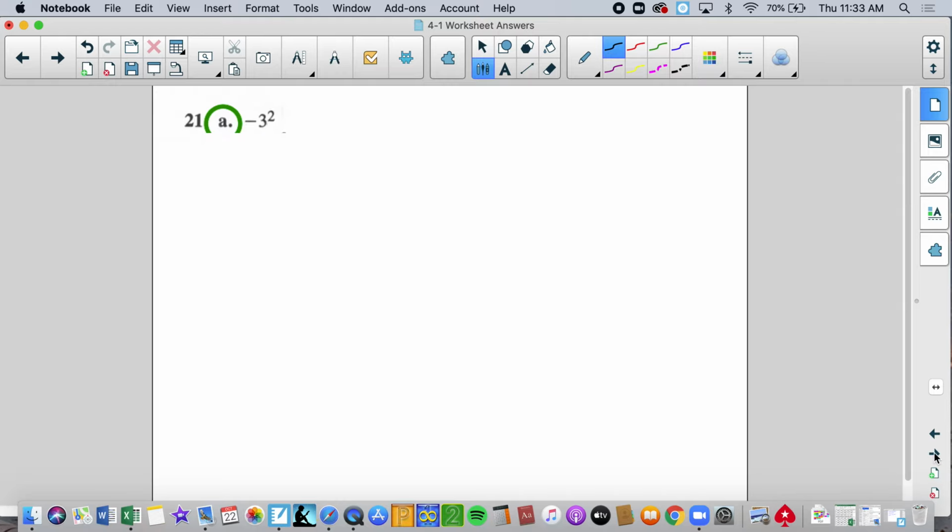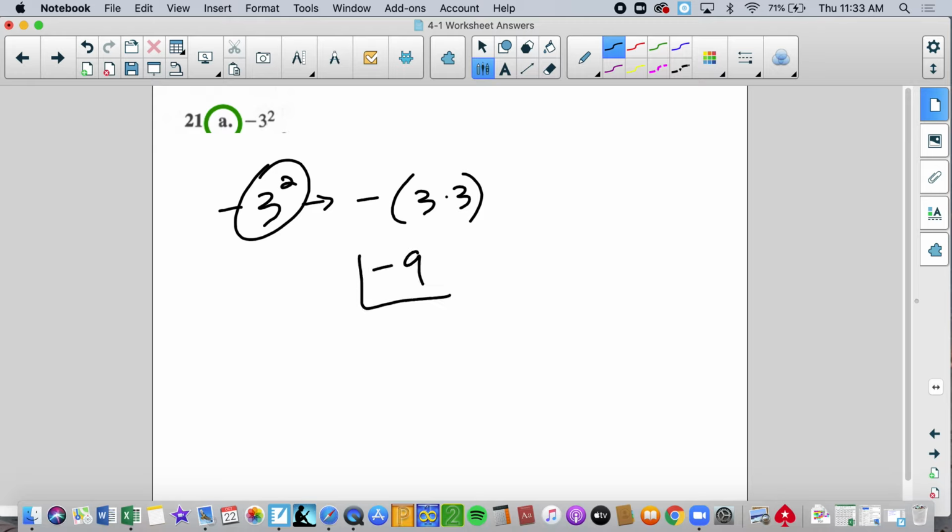Number 21, this is different. Notice no parentheses, no Chewbacca arms. So this really is the opposite of 3 to the 2nd. So that means the opposite of 3 times 3. We're always going to do that, 3 to the 2nd, and so that gives me -9. That's a tricky one. A lot of students will get that incorrect.